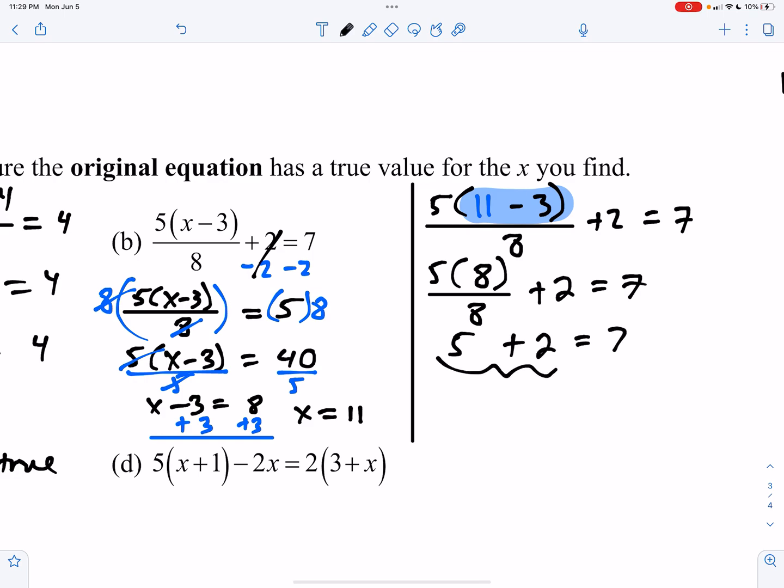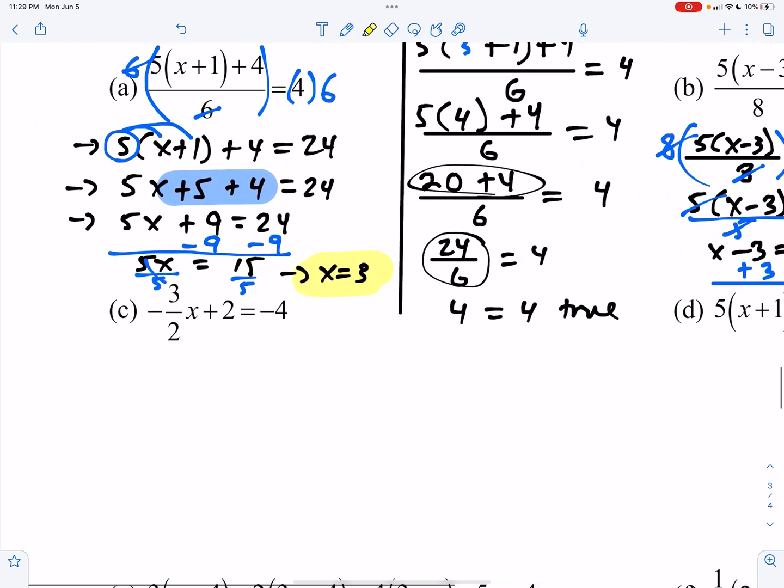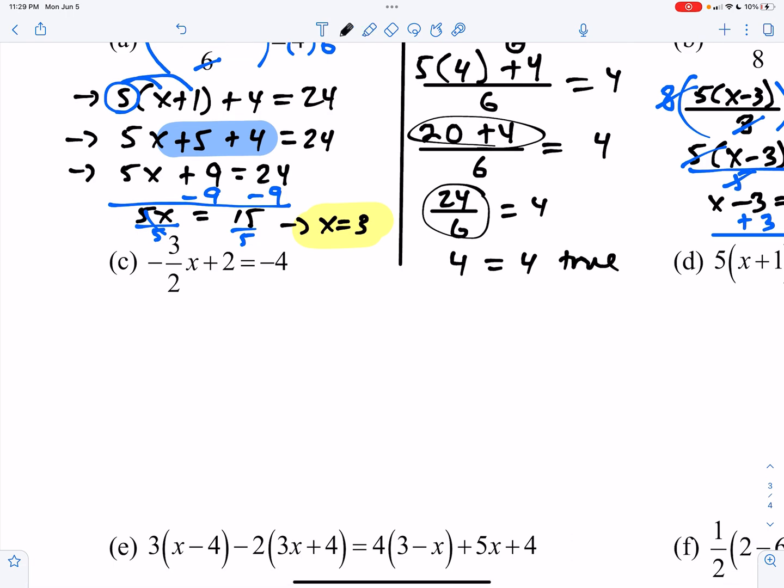And then if I look at this side, 5 plus 2 is 7, which equals 7. That's a true statement telling you that x equals 11 is the correct answer. Letter C. Notice we are multiplying by negative 3 over 2 times x, but then we're also adding 2 to that result. So that's the last thing that's done to x, therefore that's the first thing we're going to do to isolate for x. The first thing I'm going to do is do the opposite of adding 2, which is to subtract 2 both sides.